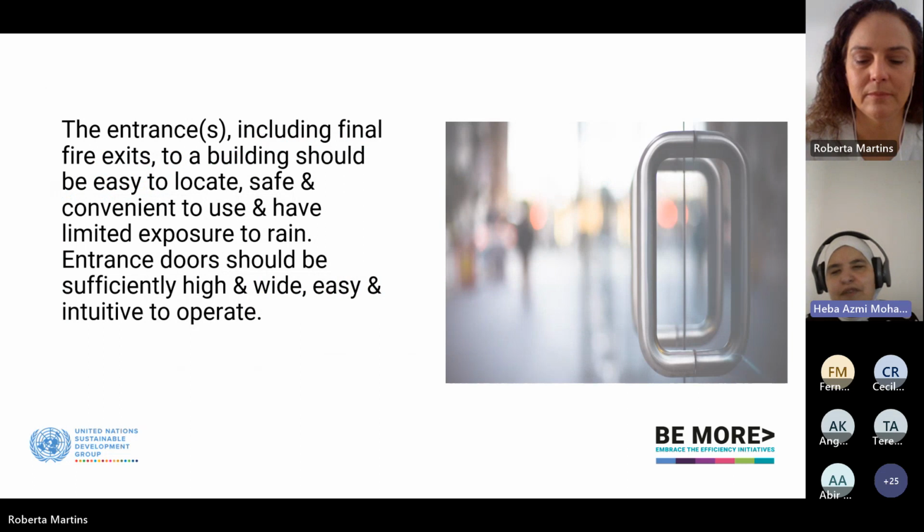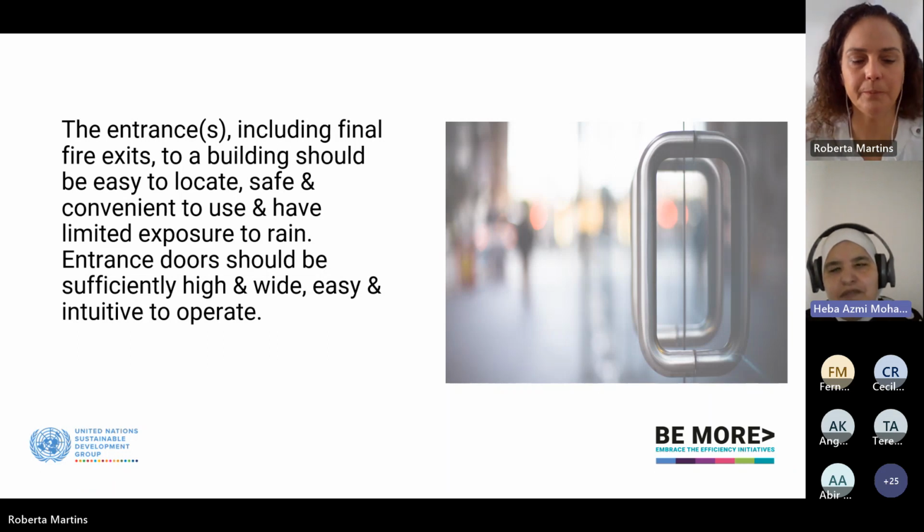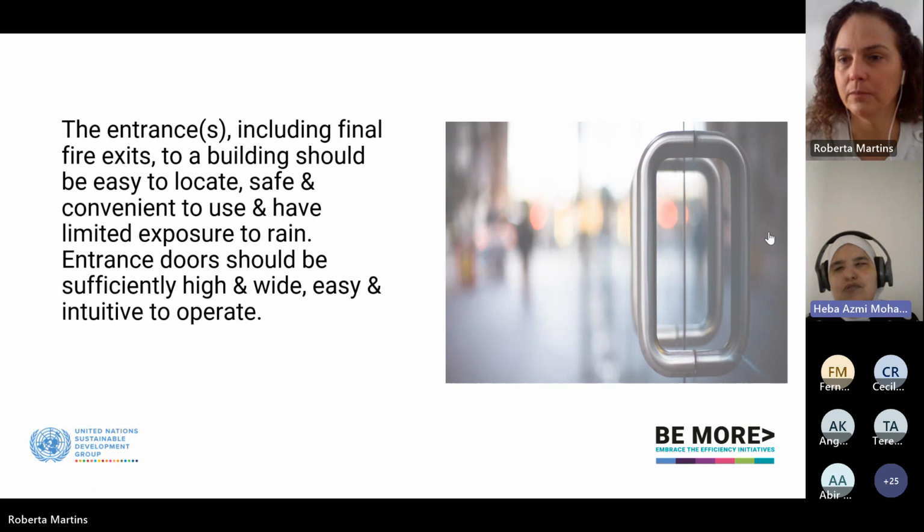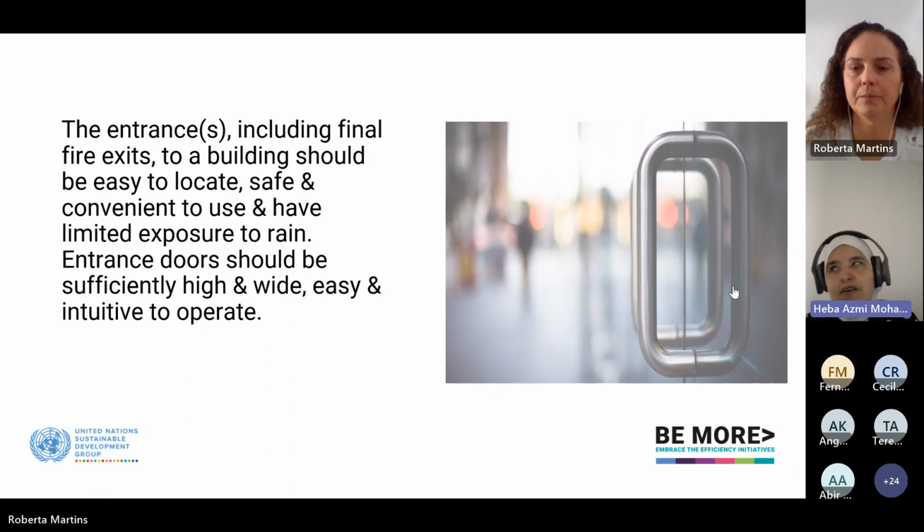Doors and door handles are very important because some door handles are not easy to operate by persons with disabilities, especially round door handles. And entrances, even final fire exits of a building, need also to be easy to locate and safe and convenient to use, with limited exposure to rain or wet conditions, because as I said, when doors or door handles are wet, they are not easy to operate.